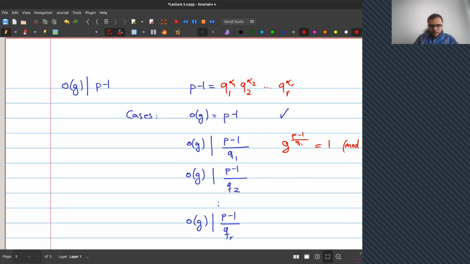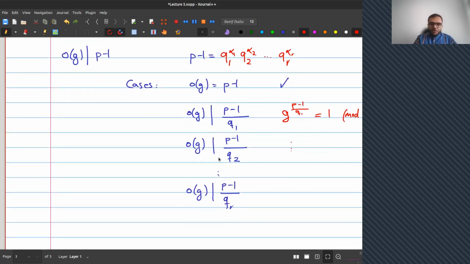And then I do the same thing for all the prime factors of P minus 1. And if none of these checks worked, if G to the power of none of these numbers was 1 modulo P, then I'm pretty sure that this case is the only case. And then I can say G is a primitive root. So that's how I can make sure that G is a primitive root.